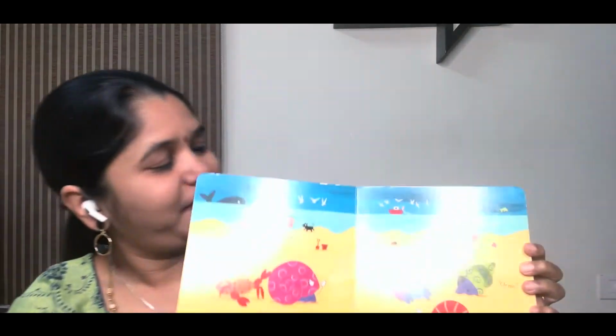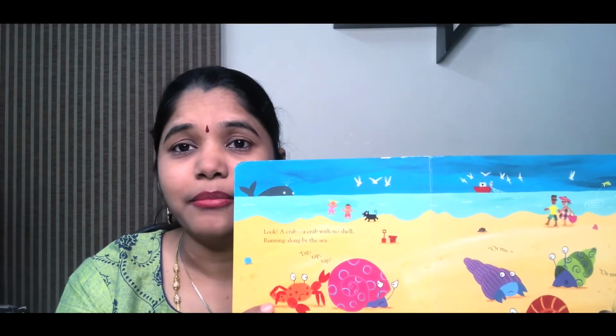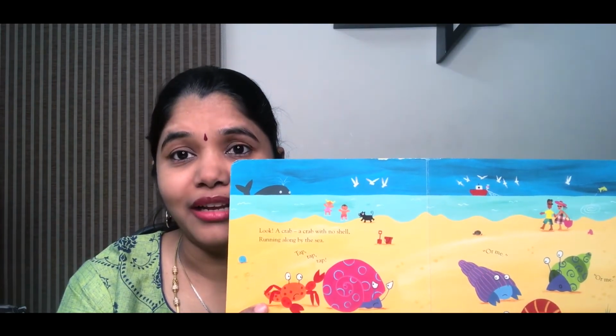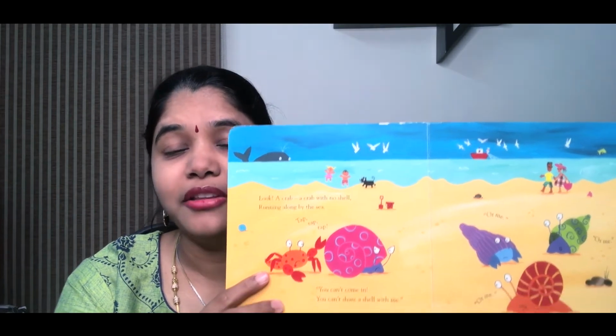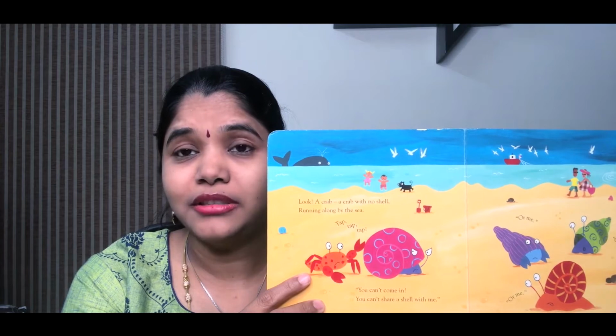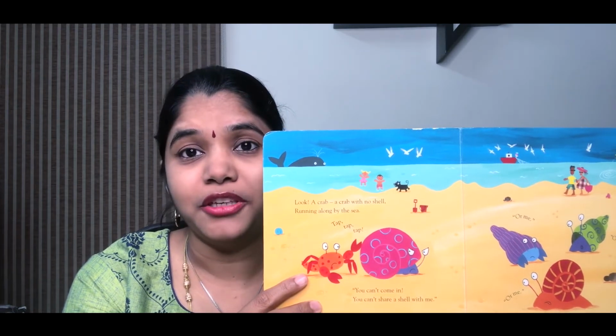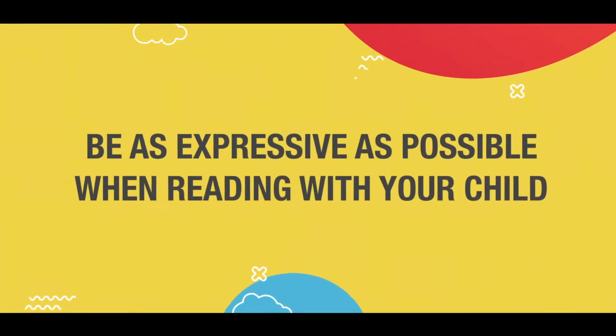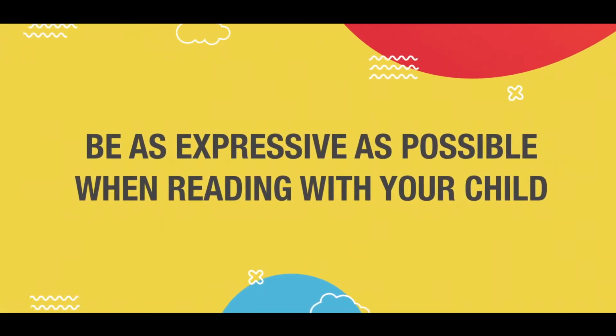Let's see. So the first one is, "Look, a crab with no shell running along by the sea. Tap, tap, tap. You can't come in. You can't share a shell with me." Try to be as expressive as possible when you're reading with the kid. Then they can understand the modulations and they also try to understand the meaning, whether it's a question or an answer, with our speech modulations. So here we read the story.